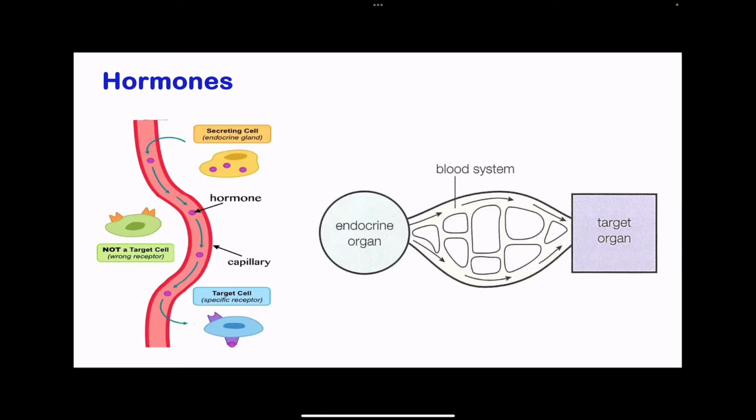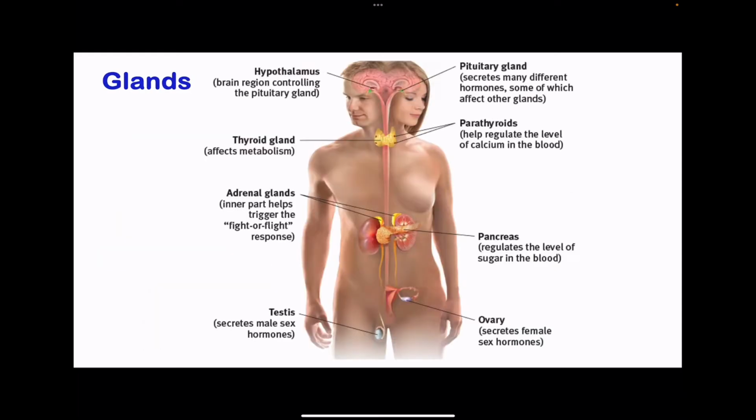Once a hormone is secreted, like we see here, it's going to be secreted into the blood, and then it's going to be transported through the blood to the target organ. The target organ has a receptor, we can see this one here, that is complementary to the specific hormone. So the hormone is going to bind with a complementary receptor in order to cause an effect within that specific cell.